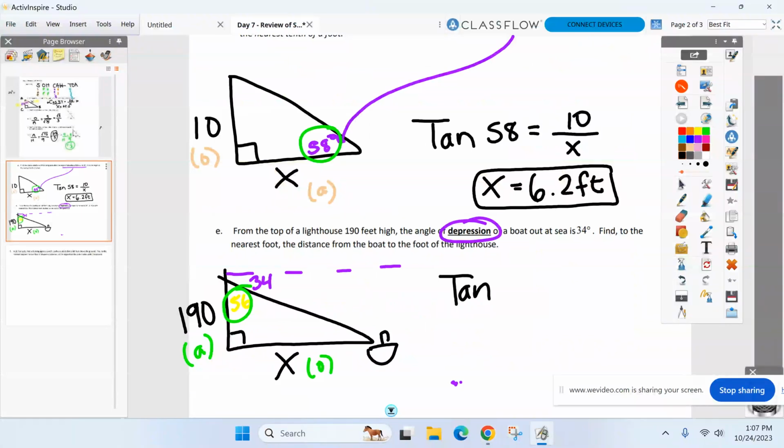Tangent of, what am I going to put next here? 56. Opposite x over adjacent 190. And there I go to the calculator. Nearest foot, it says nearest foot.